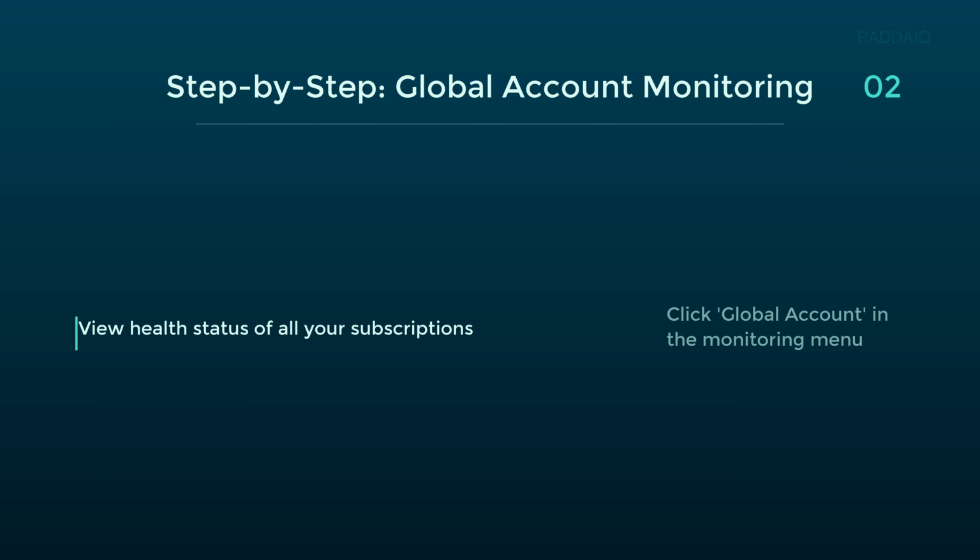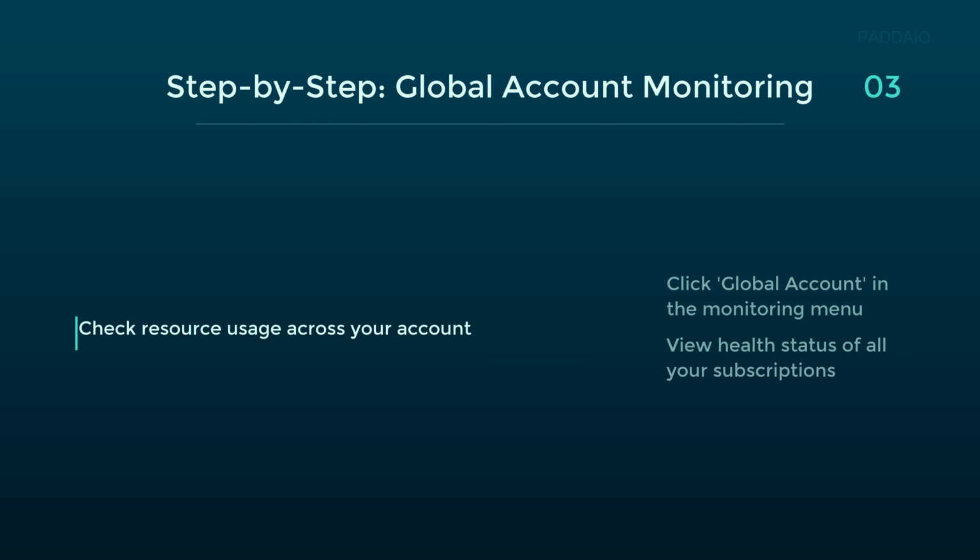View health status of all your subscriptions. This means you can check if each of your SAP BTP services is running smoothly or has issues. For instance, if you have a subscription for SAP HANA Cloud, you can see if it is available and performing well. This quick overview helps you ensure all your services are operational and reliable.